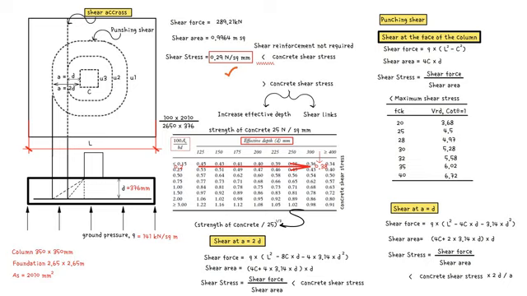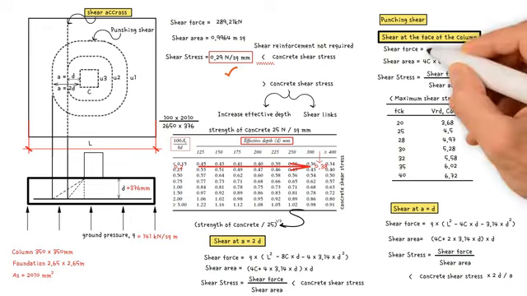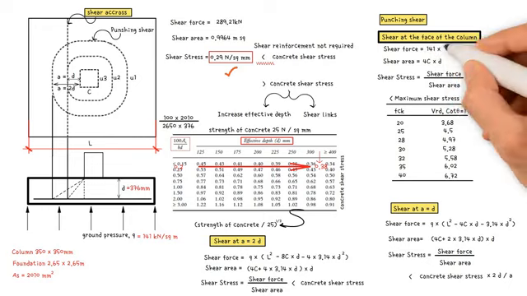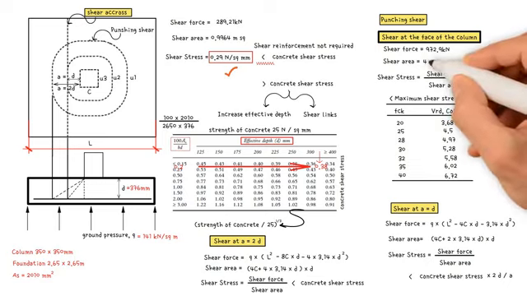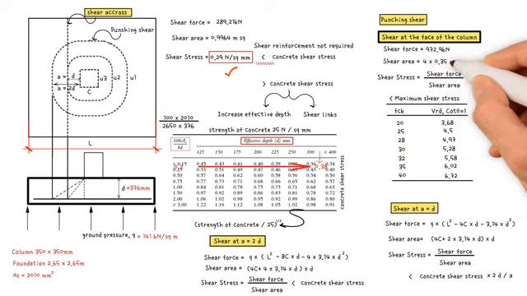Next, punching shear. We will first check at the face of the column. Shear force equals ground pressure 141, multiplied by the area of the foundation 2.65 squared, minus the area of the column 0.35 squared, giving us a value of 972.9 kilonewtons. Shear area equals U2 times effective depth, where U2 equals 4 times column width. Therefore, shear area equals 4 times column width 0.35 times the effective depth 0.376, which equals 0.5264.